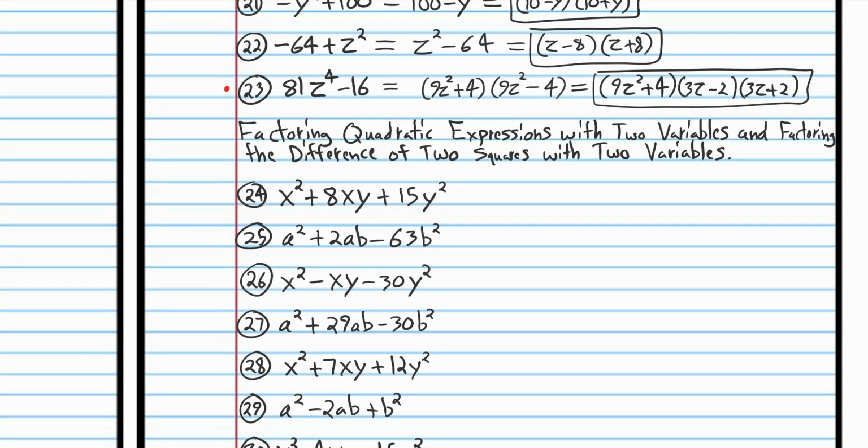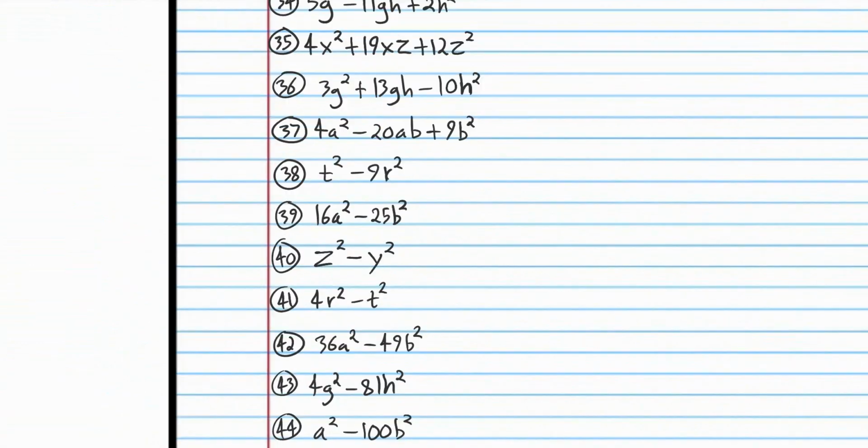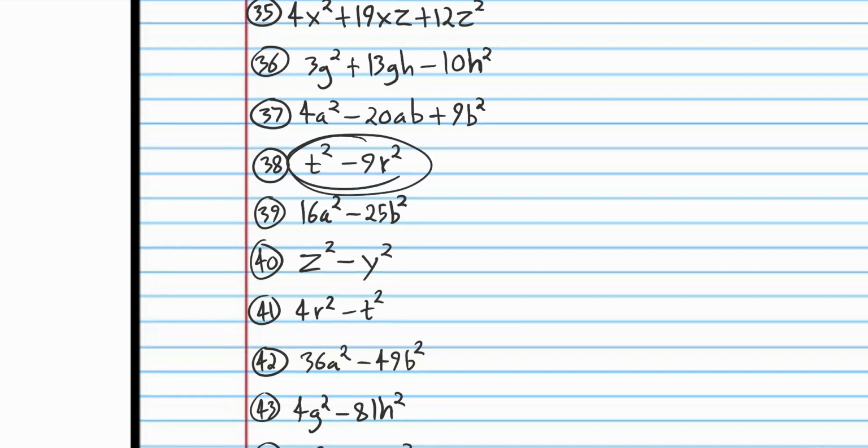We're going to factor quadratic expressions with two variables. And we learned how to factor quadratic expressions in the last class. But the difference here is we have two variables. We have an x and a y, for example, and an a and a b. It's going to be the same procedure. We just need to make a slight variation. And we're also going to factor the difference of two squares with two variables. We just learned how to factor the difference of two squares. But in these problems, we have two different variables. So let's go ahead and start here.